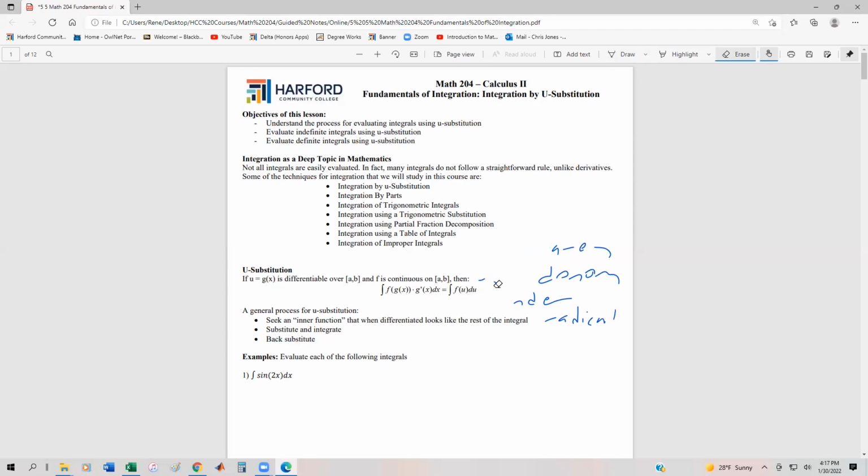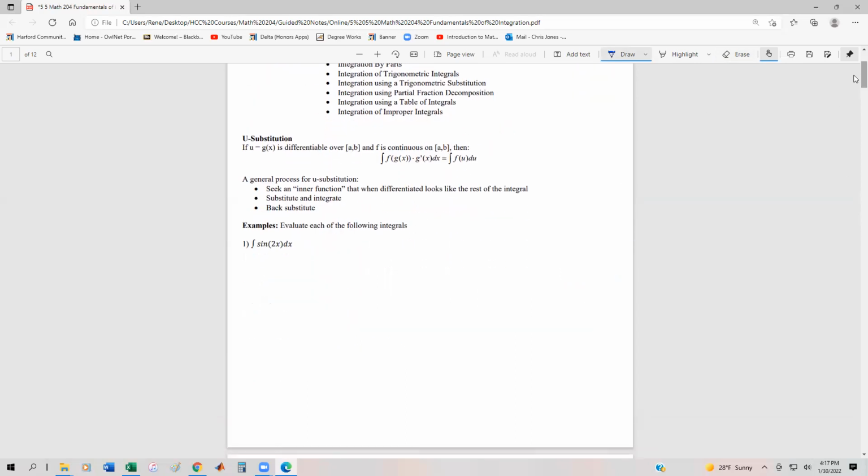Now, we're going to do several examples of being able to evaluate both definite and indefinite integrals that require a U substitution. So let's start off with a really basic example, the integral of sine of 2x. We could probably just think of a function whose derivative gives us the sine of 2x, and that probably would be negative 1/2 cos of 2x.